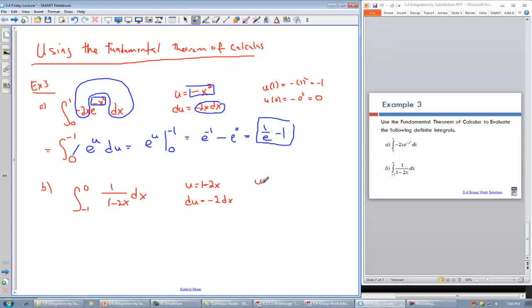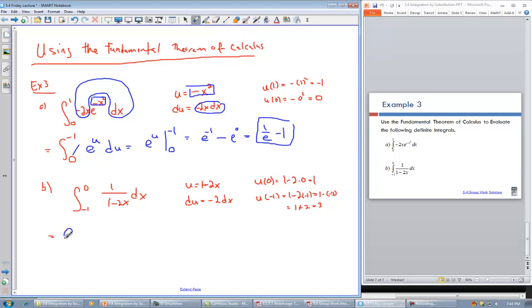I'll have to change the limits of integration, so now use u as a function of x. So u of 0: I plug in 0 for x, I get 1 minus 2 times 0, which is 1. And then u of negative 1 is equal to 1 minus 2 times negative 1, which equals 1 minus a negative 2. And that's equal to, of course, 1 plus 2, because negative and negative is a plus, so that's equal to 3.